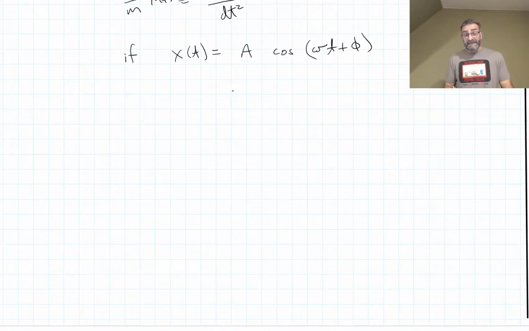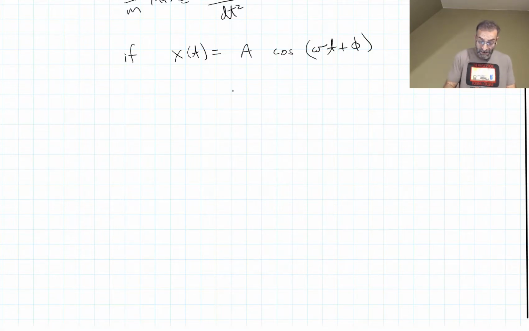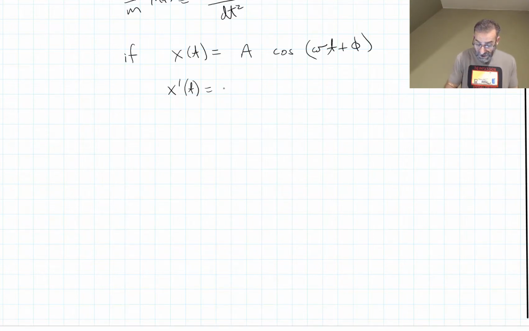So if x as a function of time is equal to this function, A cosine omega t plus phi, then I take a derivative with respect to time. I should get my velocity. And I take a derivative of cosine function, I get negative sine function, but there's an omega in there that's going to come out.